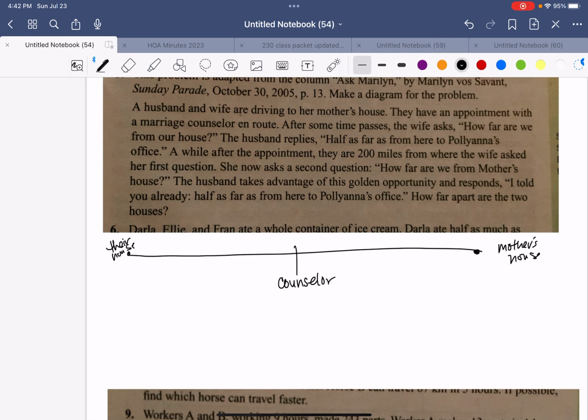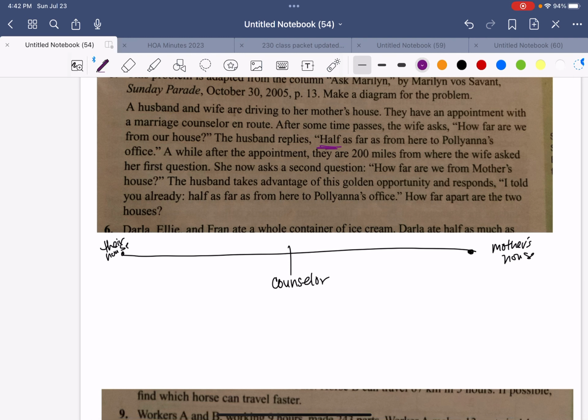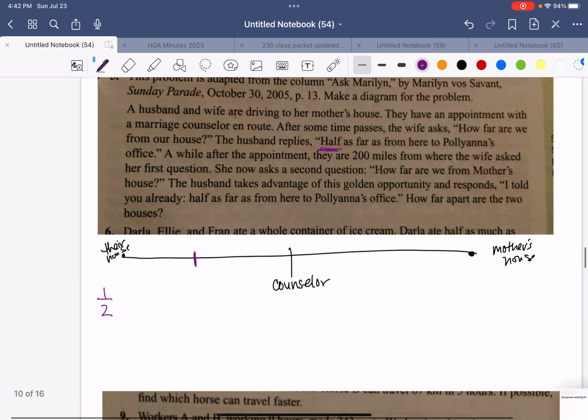After some time passes, the wife asks how far we are from our house. So he uses the word half here: half as far as from here to Pollyanna's office. Pollyanna, again, is the counselor. So half represents the difference. So somewhere in here, he's going to give a relationship between these two sections.